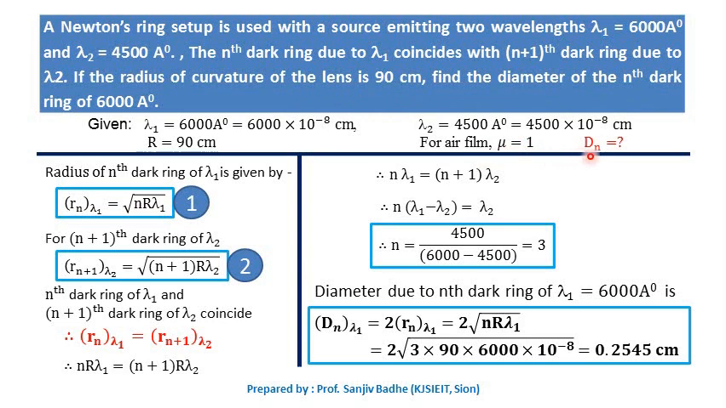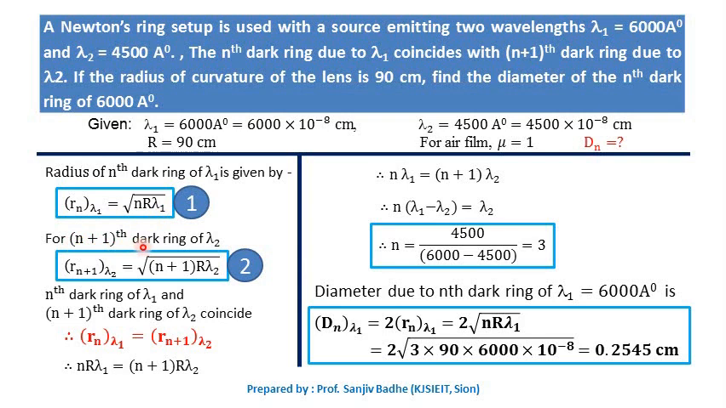We are asked to find the diameter of the nth dark ring of 6000 angstroms. So that is the diameter of the nth dark ring due to lambda 1 we are asked to find. So we can write the radius of the nth dark ring due to lambda 1 is square root of n r lambda 1, if an air film is used.